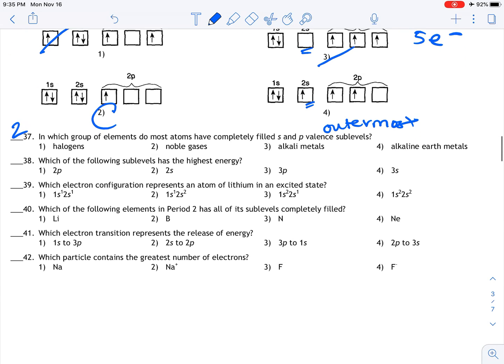Which of the following sublevels has the highest energy? So which is the highest out? 1s, 2s, 2p, 3s, 3p. So the 3p is the highest because it's the furthest away.